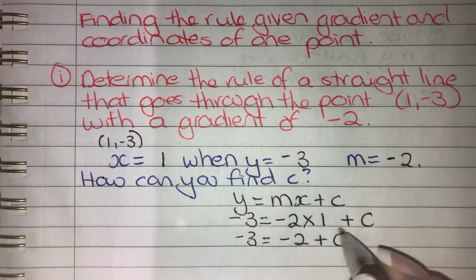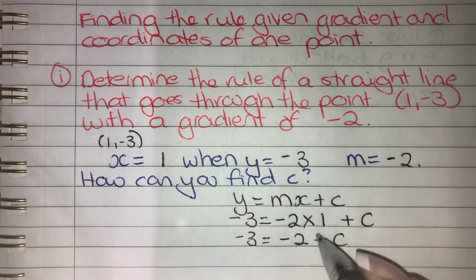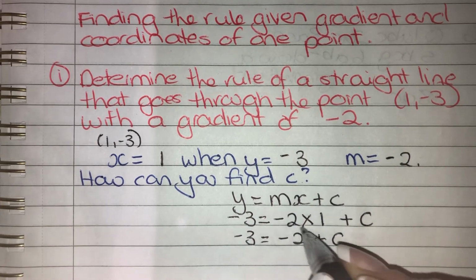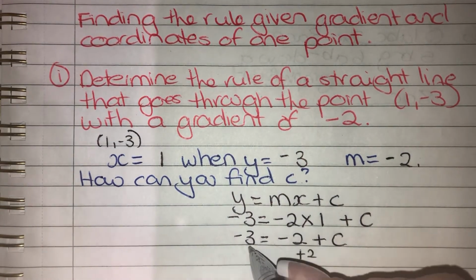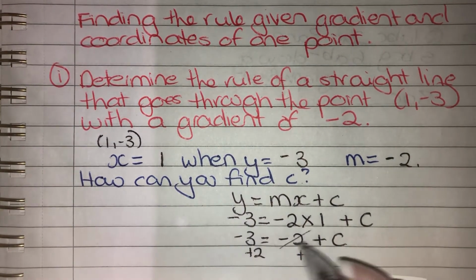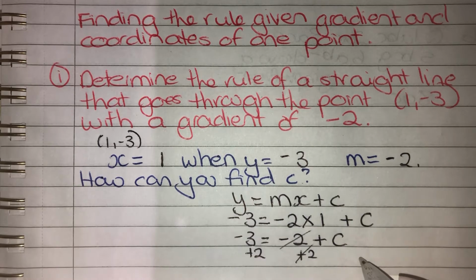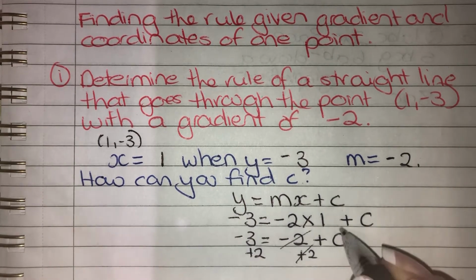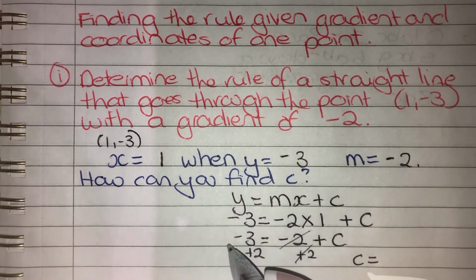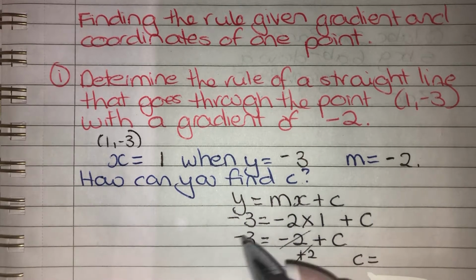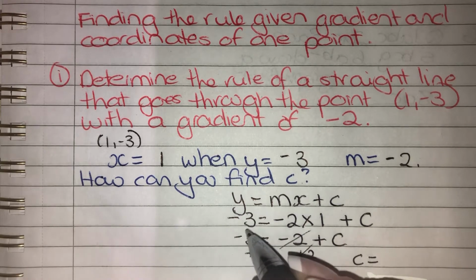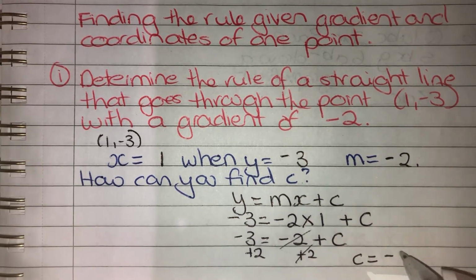Now you're trying to get c by itself. Okay, so what's the opposite of -2? It's +2. So these go. I'm going to put the c on the left-hand side because that's how we like to see it. So c is going to equal -3 plus 2. Now, remember, if you're hopeless at negative numbers, put it into your calculator. So -3 plus 2 will give you -1.